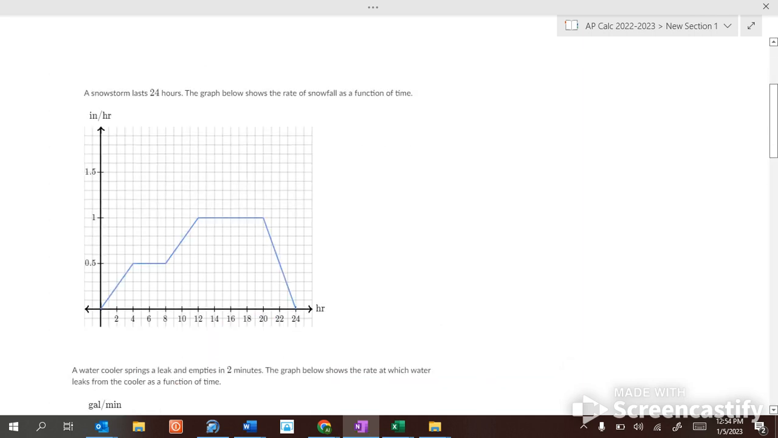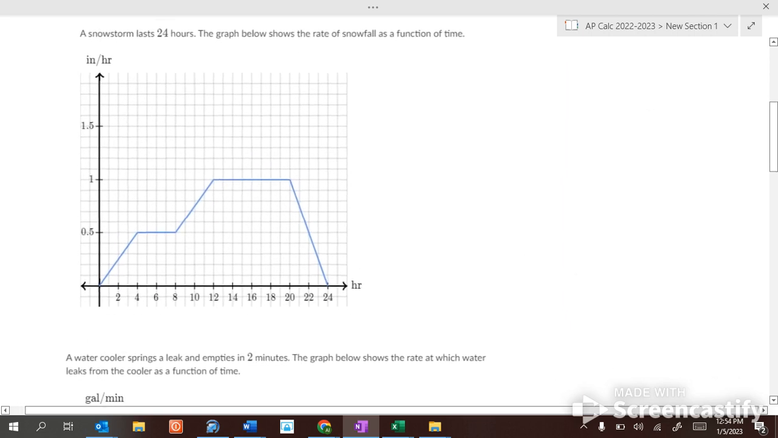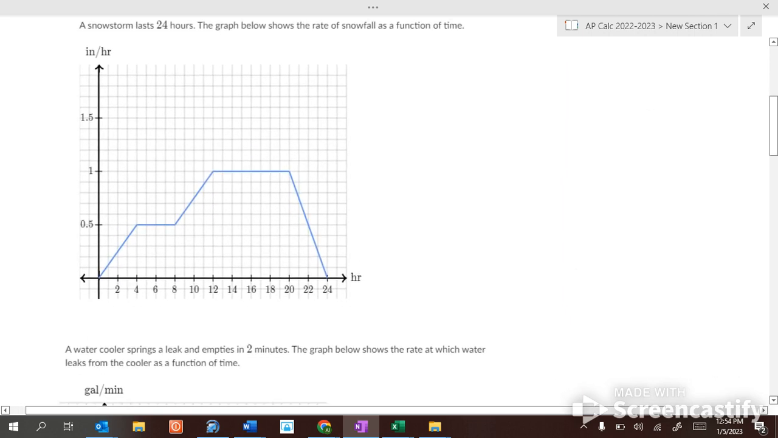Now we're going to start with some very basics of area under straight lines and angles, so we can help find area under curves. So look at this. A snowstorm lasted 24 hours. That happened to be the very first example. The graph below shows the rate of snowfall as a function of time. How many inches of snow did we get in this snowstorm?